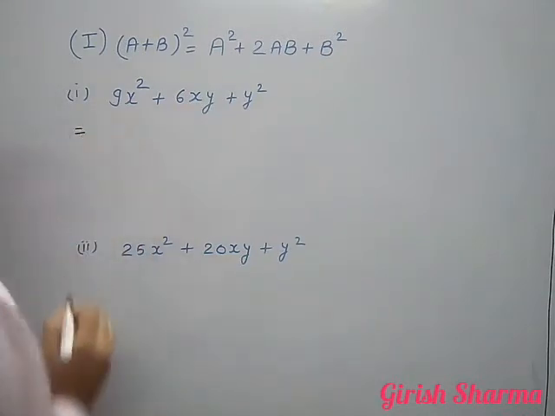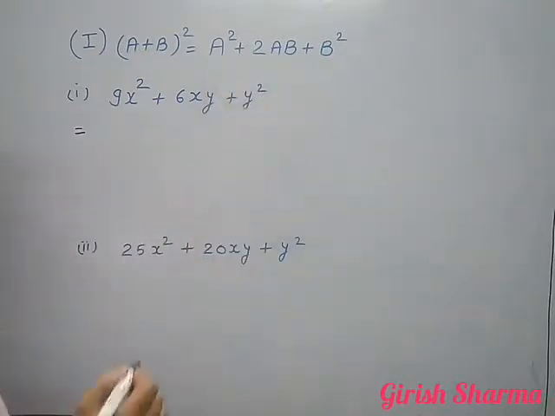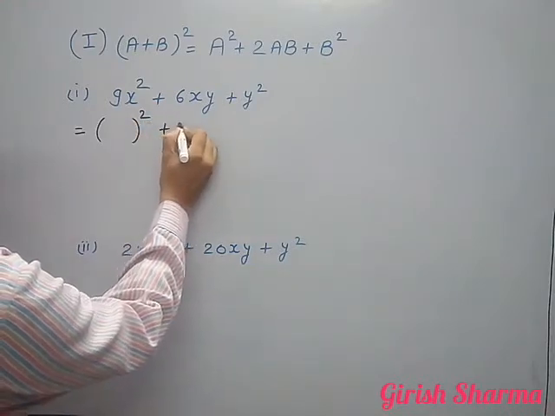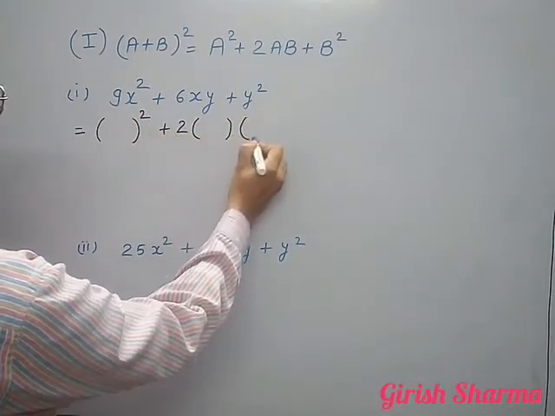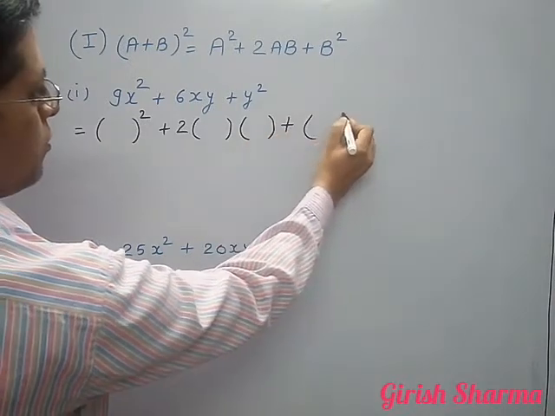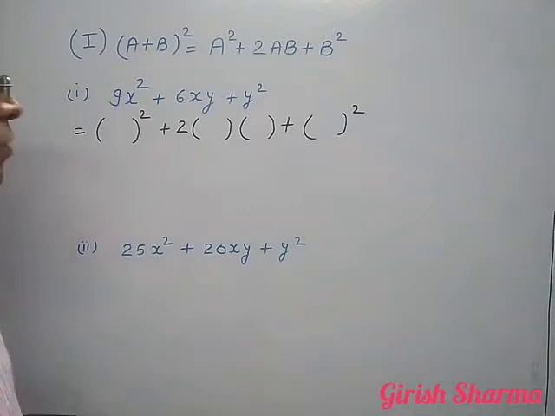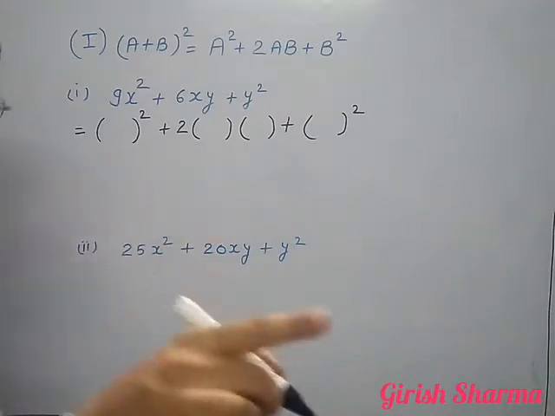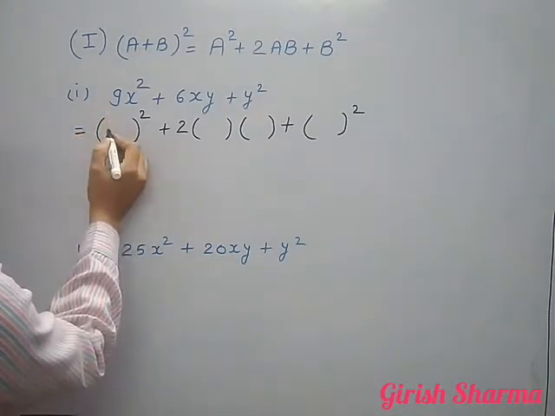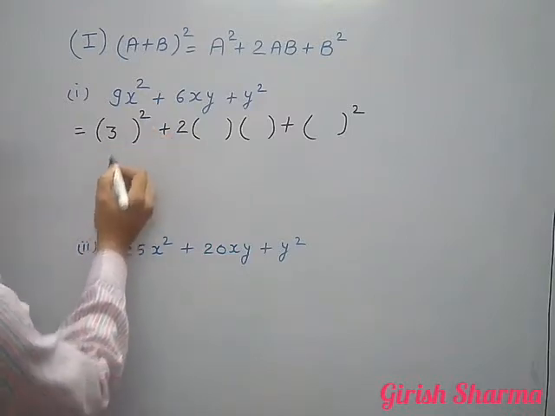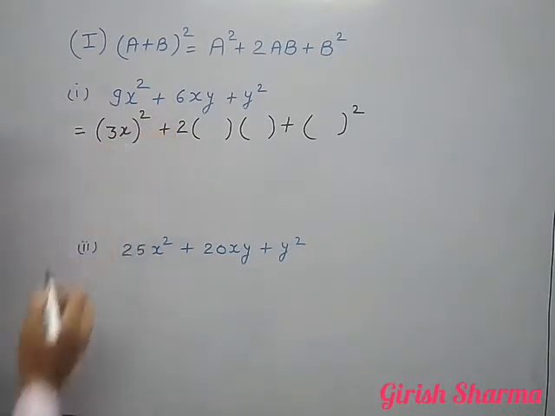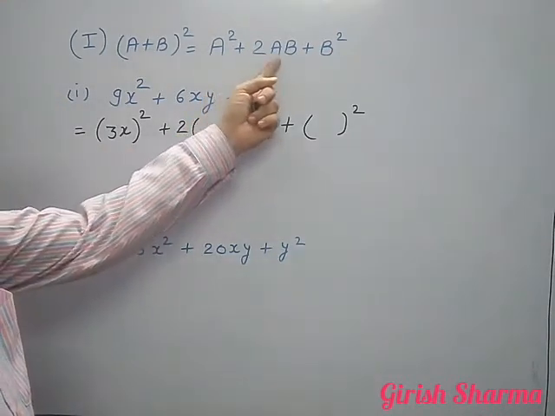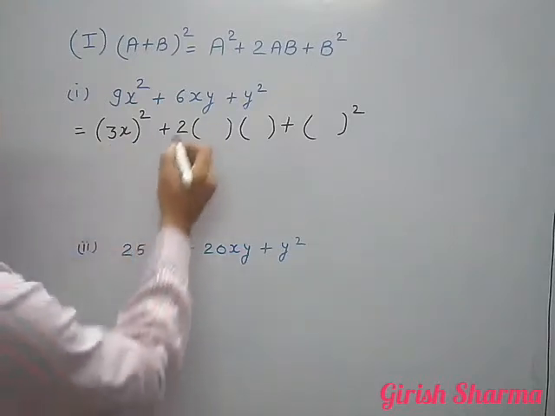First of all, I have to convert it into standard form. This is my standard form: a square plus 2ab plus b square. So how can I convert it? I have to make it 9x square, but what do I write inside the bracket? 9 is equal to 3 square, and x square I can write as x then square, isn't it? This is a square, plus 2ab, whatever it is, you have to write here.